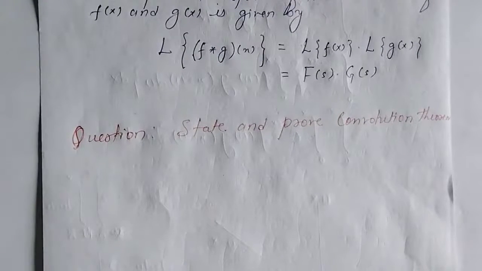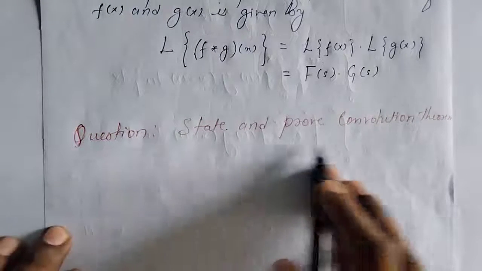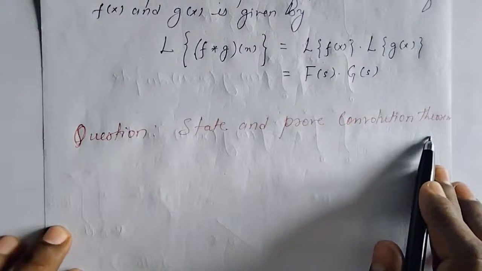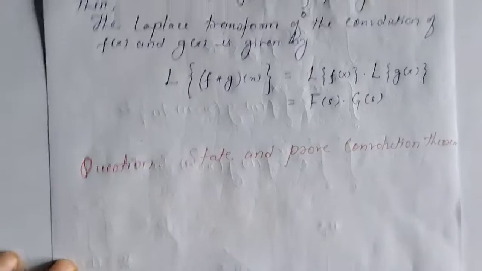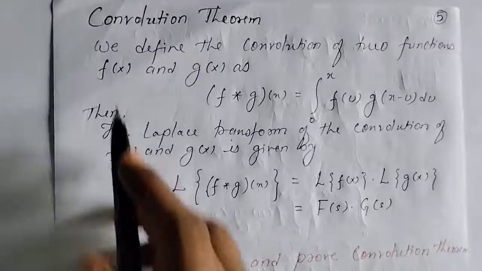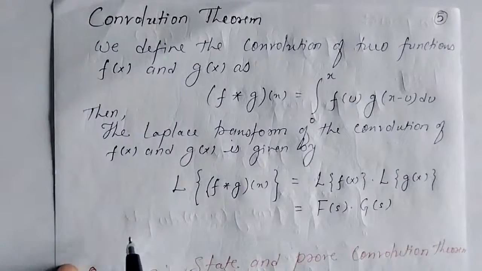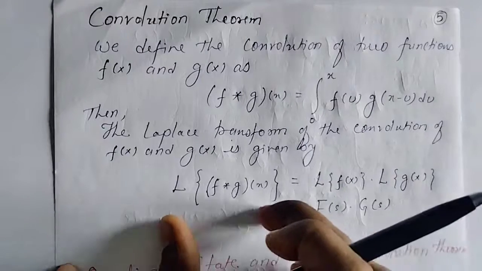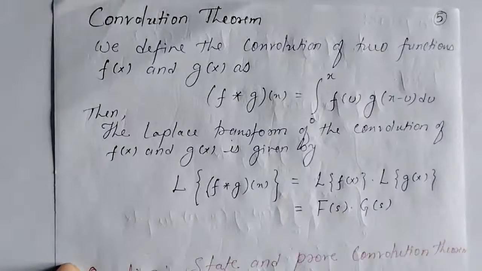Let's see what type of question will be asked in the exam. You can expect this type of question: state and prove the convolution theorem. You have already seen the statement. Now let's prove it. We are going to prove that the left hand side equals the right hand side.